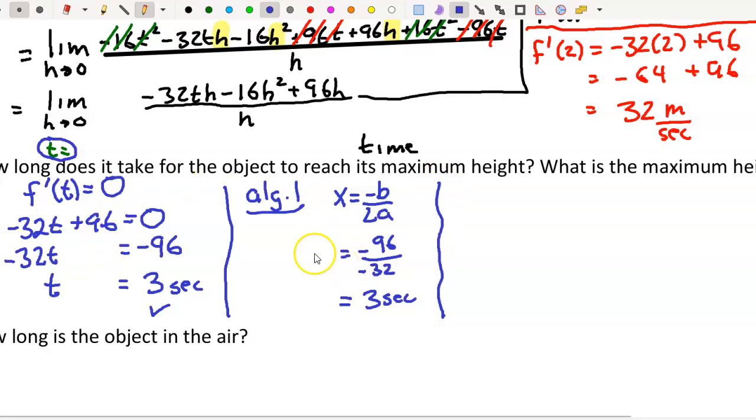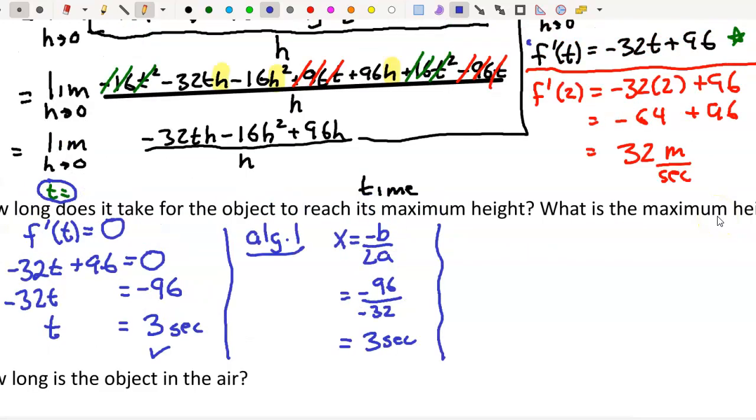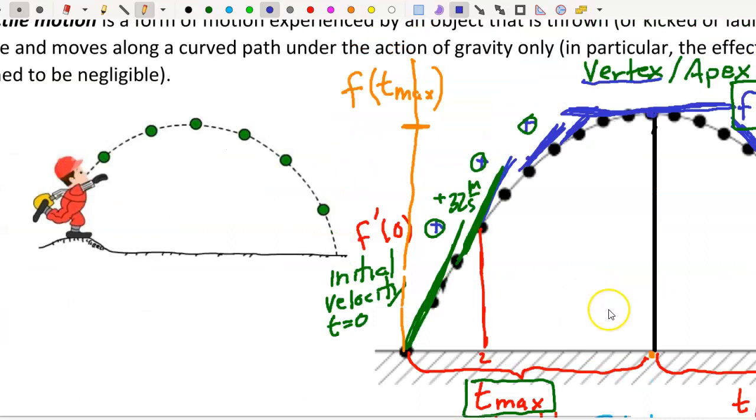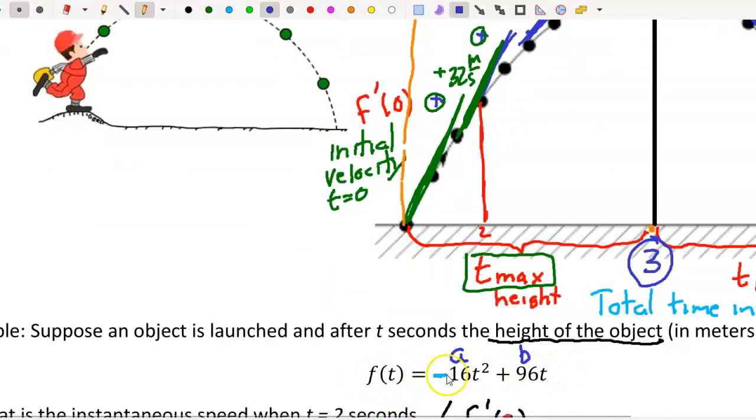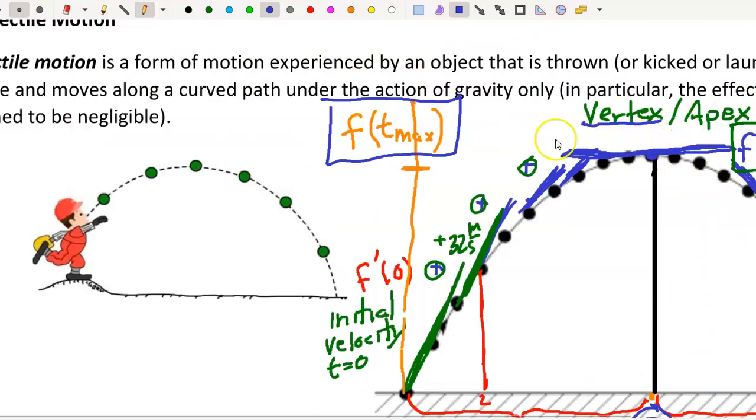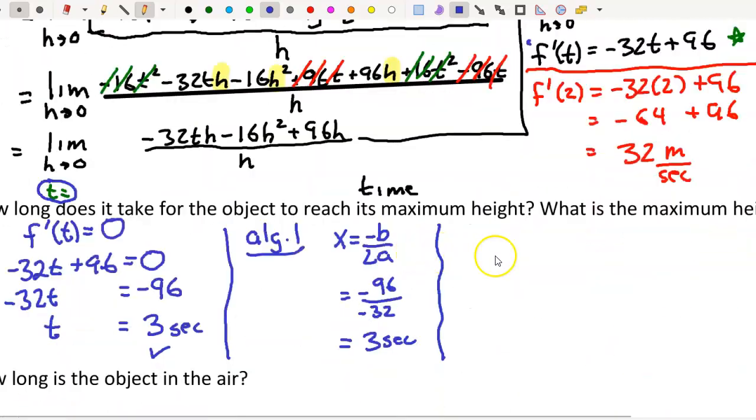And regardless of how you did this, to find the height, I want to find how high this thing is. You just do f of that value we just got. We just found out our t max is 3. It takes 3 seconds to get to the top. So if I plug 3 into our original function, that'll tell me how high this gets, what the height is at 3 seconds. So f of 3 we need to find out. F of 3 seconds.